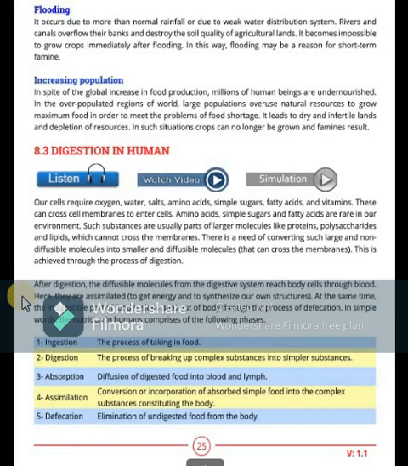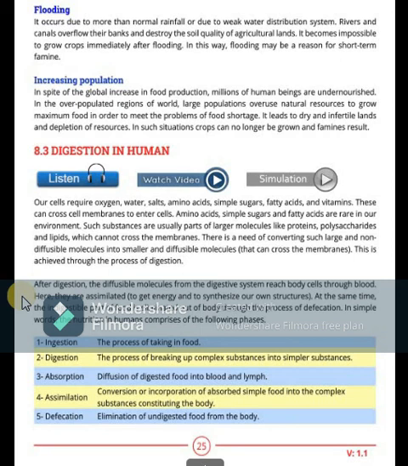Then flooding. If there is more rainfall or a weak water distribution system, rivers and canals overflow their banks and destroy the soil quality of agricultural land. It becomes impossible to grow crops immediately after flooding, so a short-term famine occurs after flooding. Then the increasing population, because a large population needs more resources to meet their daily needs. In an overpopulated region there is a shortage of food, and it leads to dried, infertile land, depletion of resources, and it also causes malnutrition.